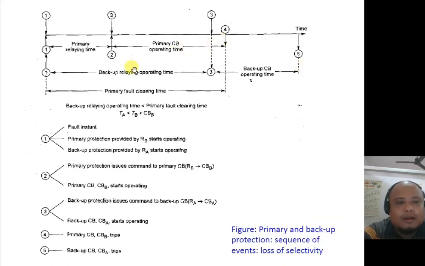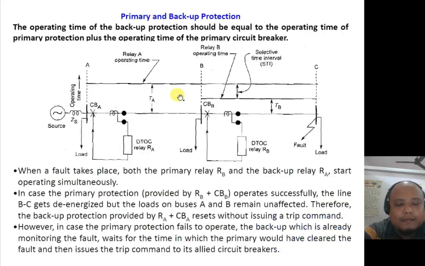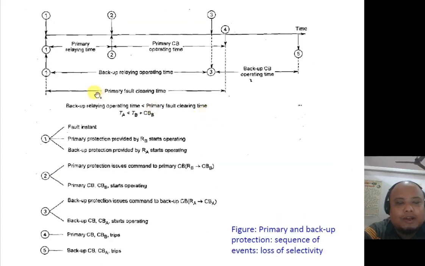But the backup relay RA, without waiting for this to clear the fault, completes its operation in this particular case, which should not happen, at instant 3. So backup relay time in this case is less than the total of operating time of primary relay and primary circuit breaker. At instant 3, the backup relay issues trip command to its circuit breaker CBA. So CBA will start operating.